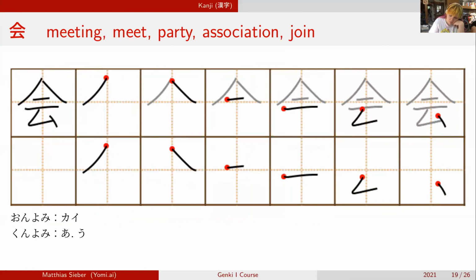Yeah. Next we have au, to meet, right? Six strokes. Yep. Onyomi reading, which we'll cover right after this kanji, is kai, but here just au, to meet.